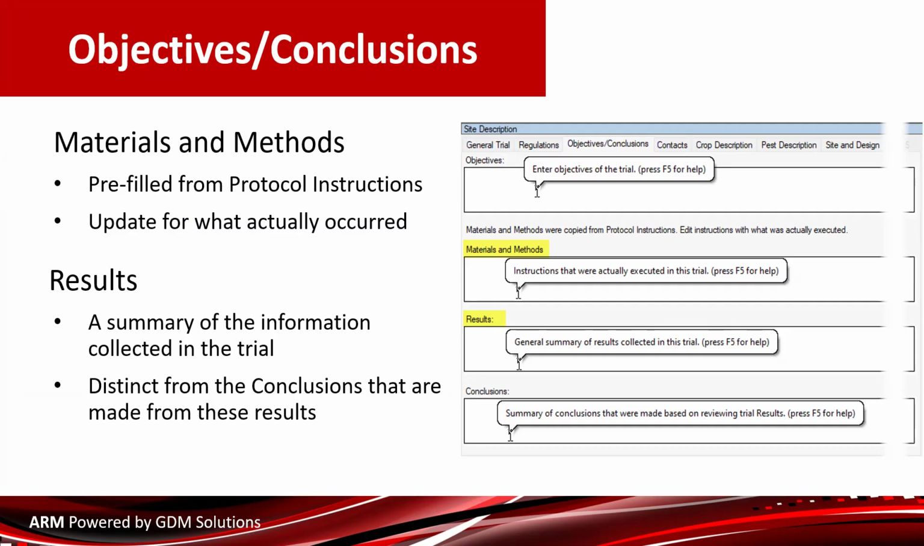So you still have that dynamic of, we had a plan, but then things happen. This is what actually took place. You have two different boxes then for that information. So the materials and methods can be updated and tweaked to say this is truly what happened. And then it's easy to compare with the stamped in instructions, which we'll see later on is archived at the very end of the site description.